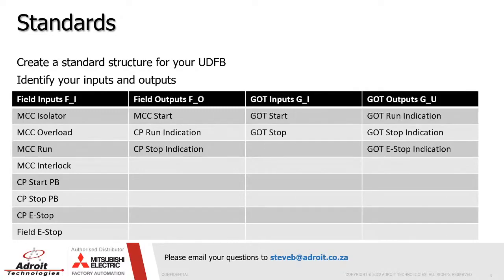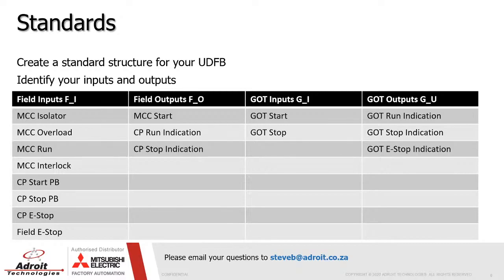So then we need to identify what inputs and outputs we are going to use for the function block. Now I've put together a small list that we're going to utilize today for the function block that we're going to create. And we're going to create a function block basically to control a conveyor belt. And for the conveyor belt to run, we need to meet certain conditions.